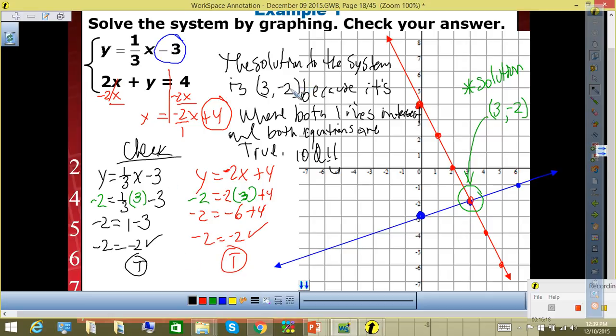Yes, that's the process. Now let me ask you this. Step 2 was to graph the equation. Look up to the screen.